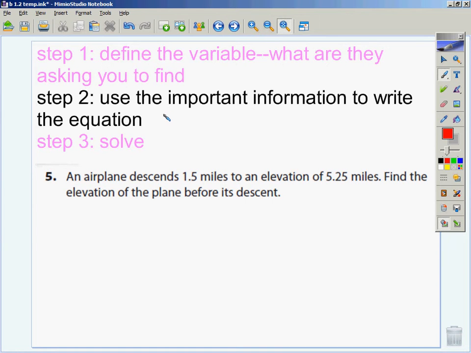Second step, use the important information to write the equation. That's where they started. What did they miss doing? They said the first step was write the equation. What did they skip? Defining the variable. If you don't know what they're asking you to find, you can't solve the word problem. Period. It's not possible. You have to read it and decide what are they looking for. Define that variable, that unknown. That needs to be first. Then use that information to write the equation. And then use that equation to solve the problem.